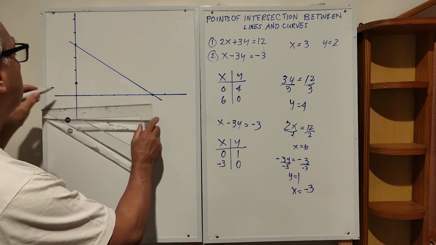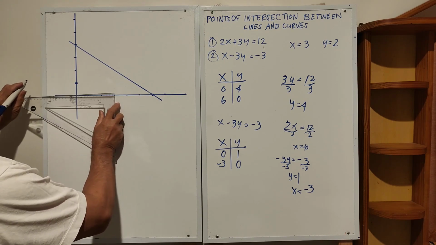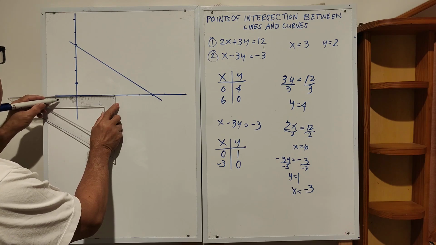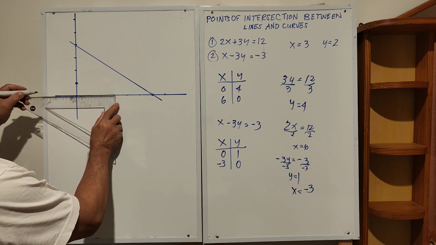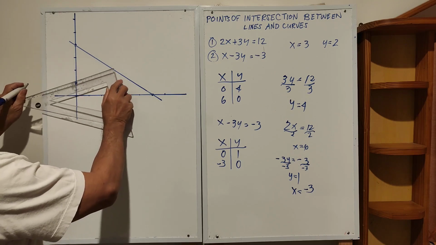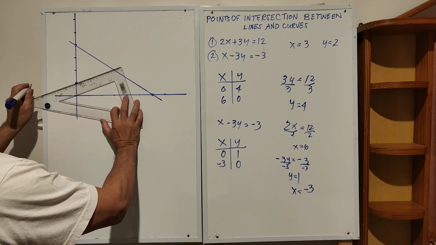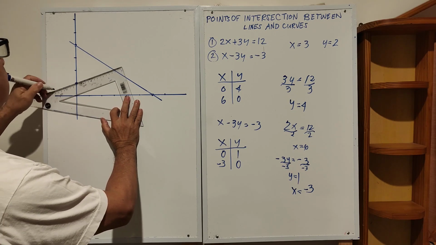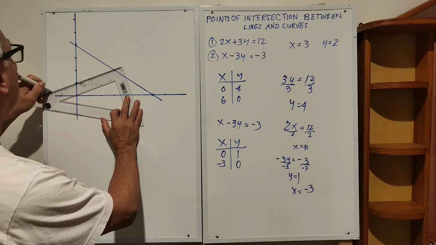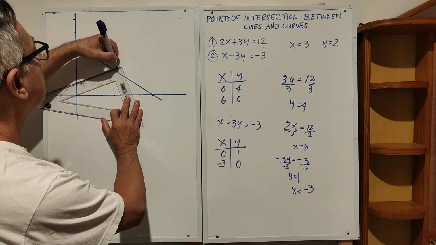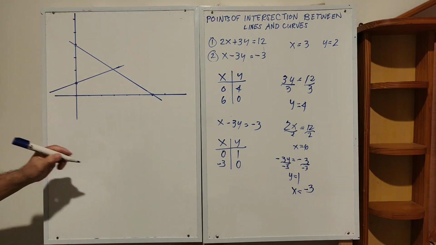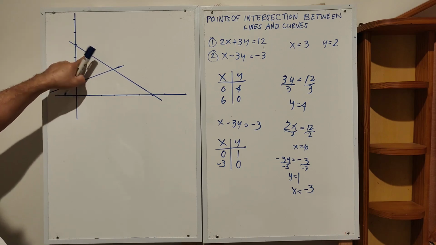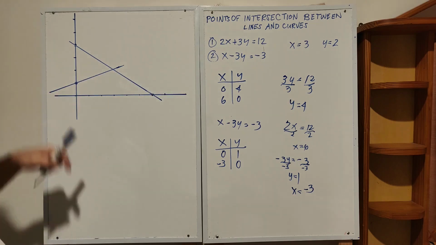If y is 0, x is equal to negative 3, which is 1, 2, 3, which is around here. Let's see. That will be your line. That will be your second line. So this is the first. This is your first equation. This is your second equation.